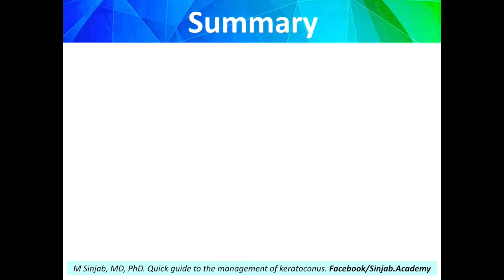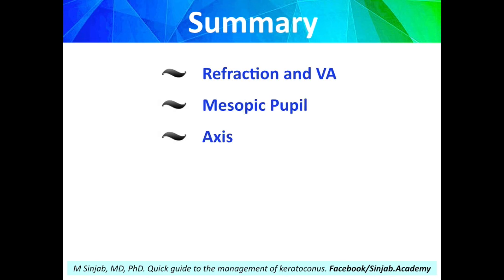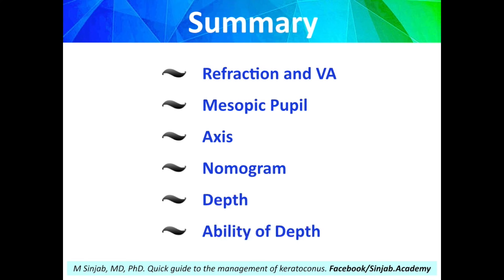So to sum up, we have to determine refraction and visual acuity, mesopic pupil, axis, nomogram, depth of insertion, and finally to check the availability of depth.